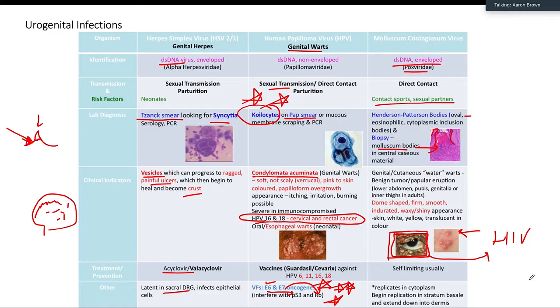Patients with HIV that get infected with molluscum contagiosum end up having diffuse eruptions all over their whole body. Very, very sort of discomforting for them, having all of these warts all over their body. Okay. So we're looking for HIV. All right. Great.